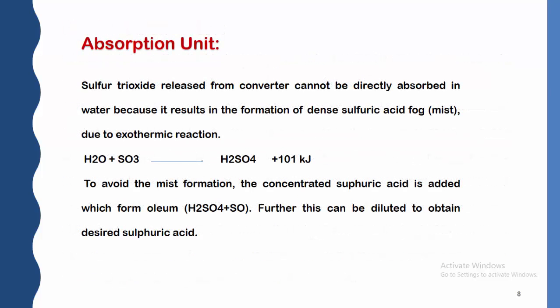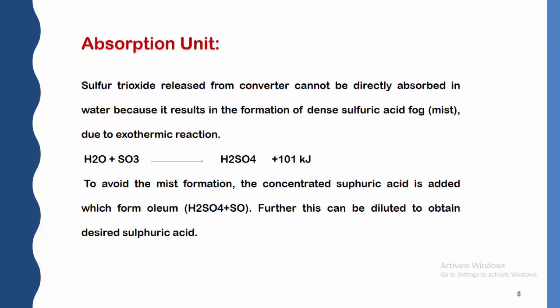Further, this formed sulfur trioxide is sent toward the absorption tower, where from the top of the tower there is continuous passing of steam as well as concentrated H2SO4. As we know, if you directly pass sulfur trioxide over water, it forms an acid fog or mist due to the exothermic reaction, meaning a dense formation. To avoid the mist formation or dense sulfuric acid fog, concentrated sulfuric acid is added, which forms oleum.